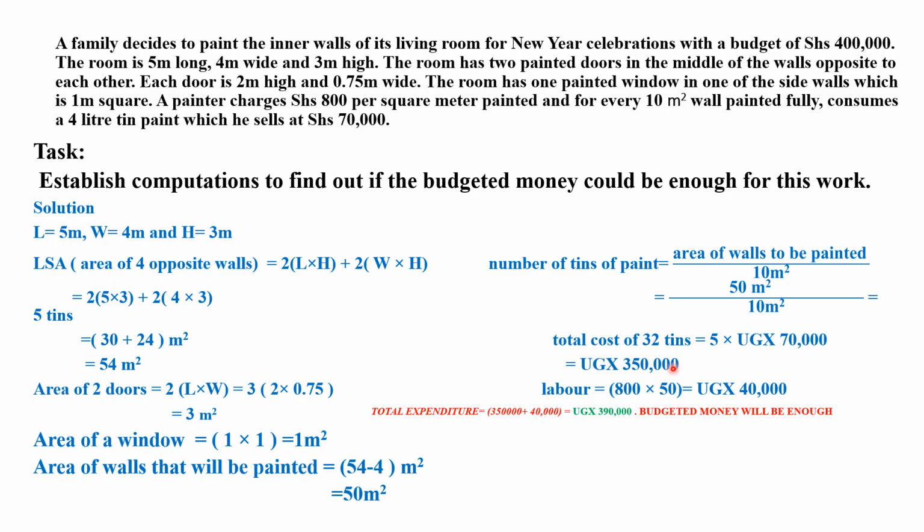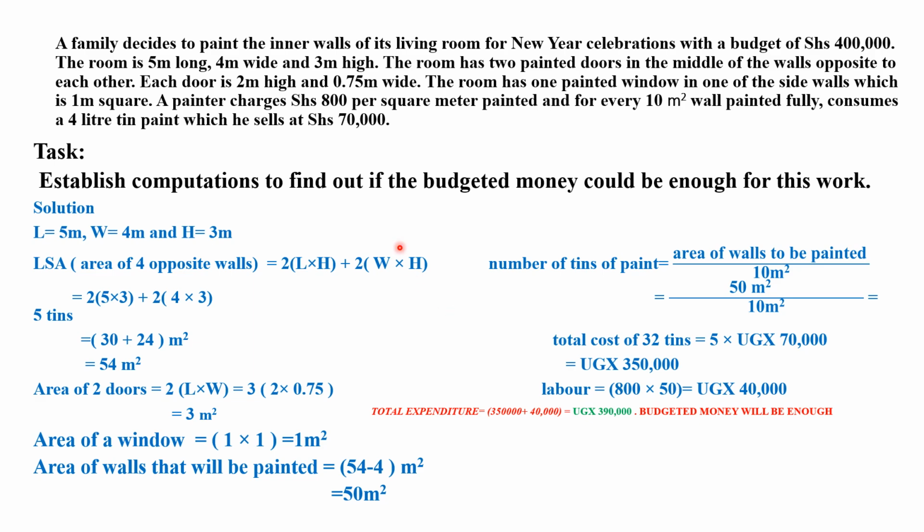Then it does not end there. Also, we need labor. For every square meter, he needs 800 shillings. How many square meters do I have? 50. They are here. So I'll get 50 times 800 to find how much I need to spend on the labor. And then I get here 40,000 shillings. So the total expenditure will be the amount spent on paint plus labor. I get 390,000 shillings. So, which conclusion are you going to give?